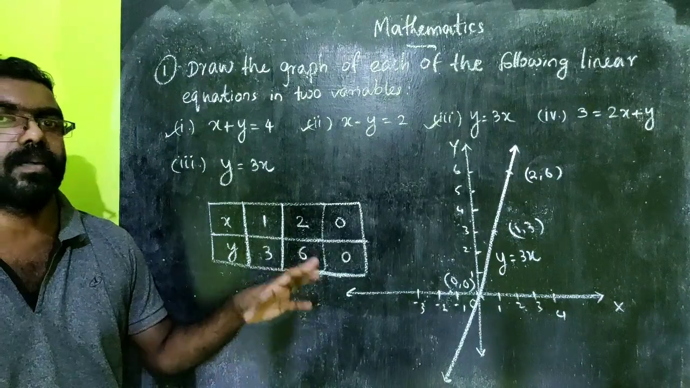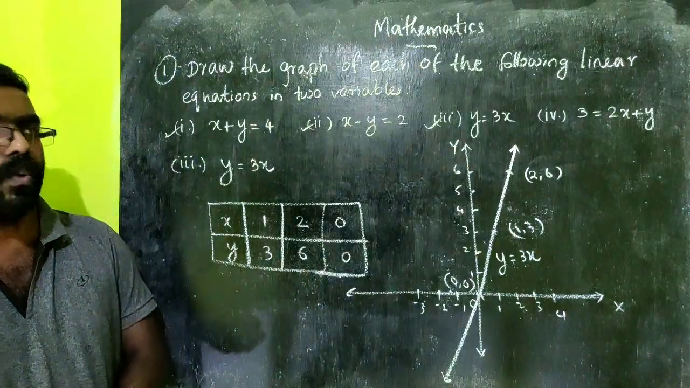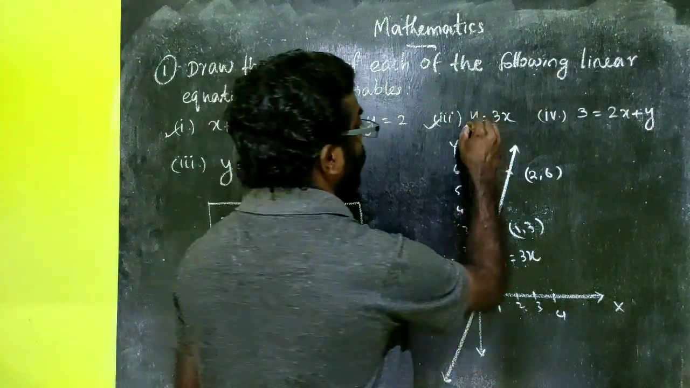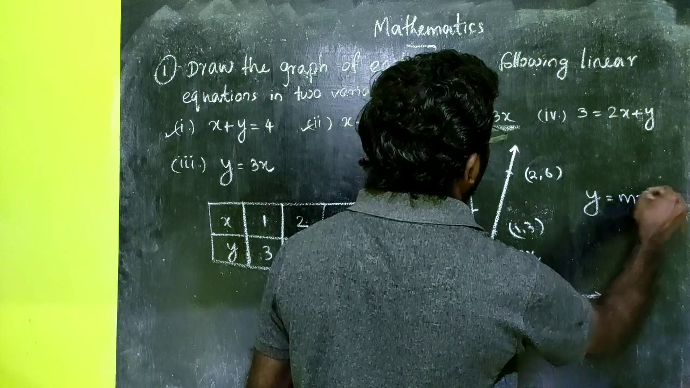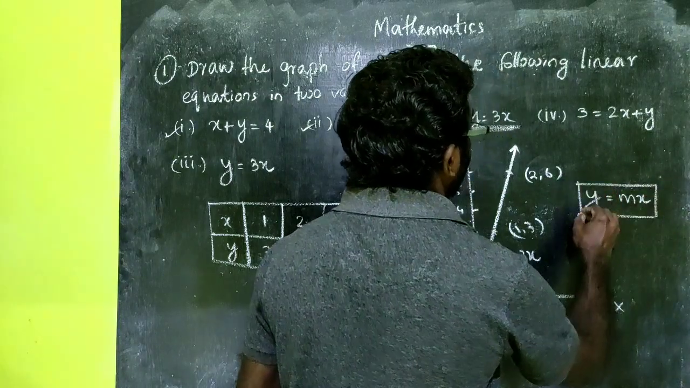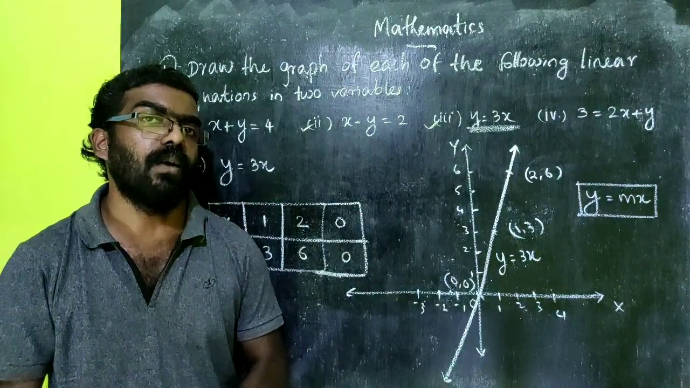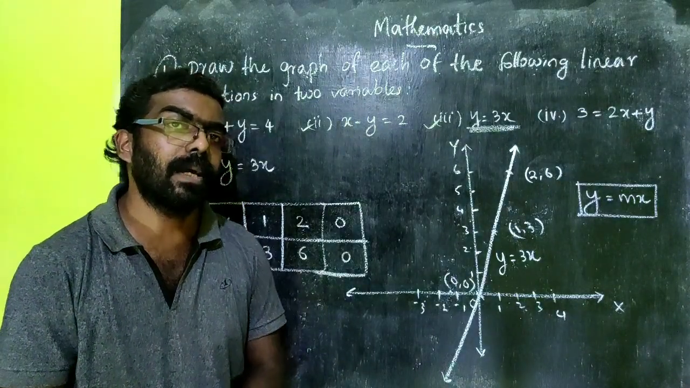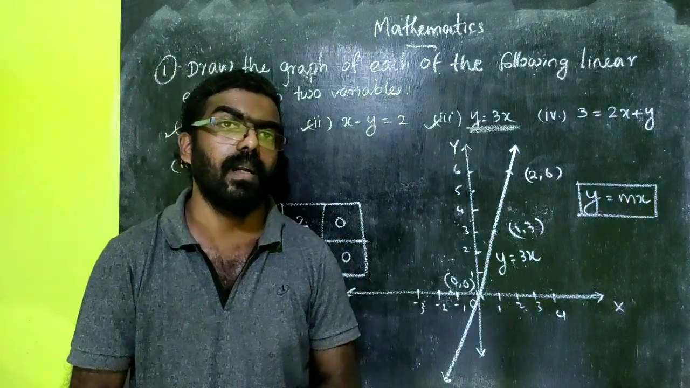So here the speciality is that the graph is a straight line which passes through the origin. Here we can generalize this one. The graph of y is equal to mx is a straight line that passes through the origin. Clear?